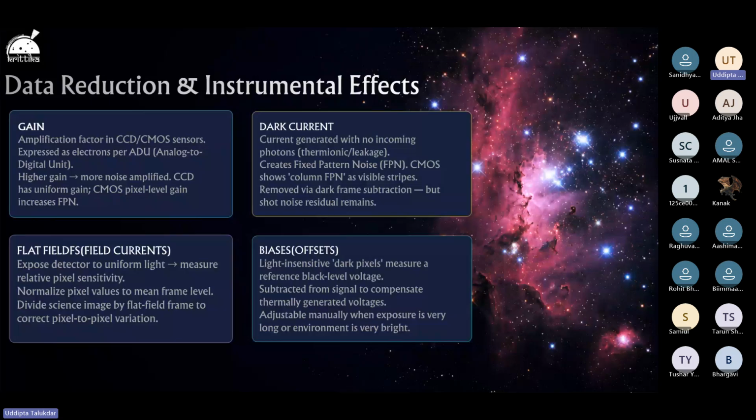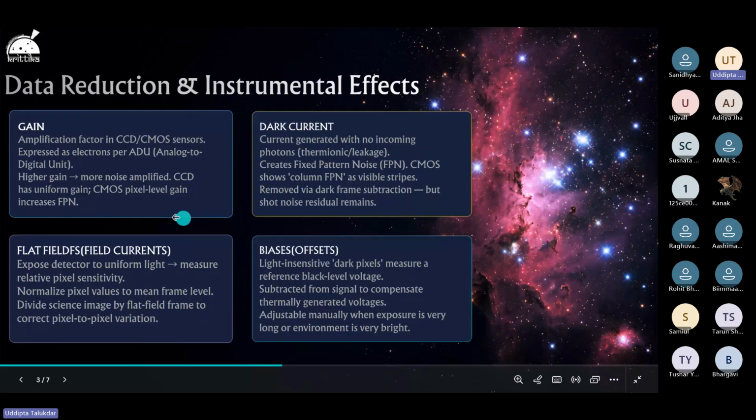A 10% less sensitive pixel will always read 10% low regardless of how bright the source is. Now, when I talk about subtraction or division of images here, what I mean is subtraction and division of the pixel values themselves.